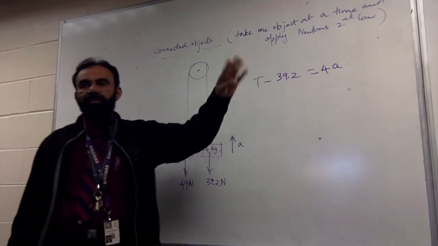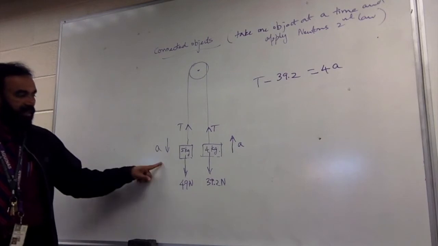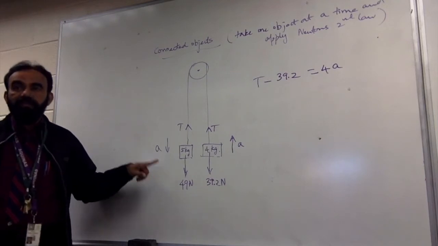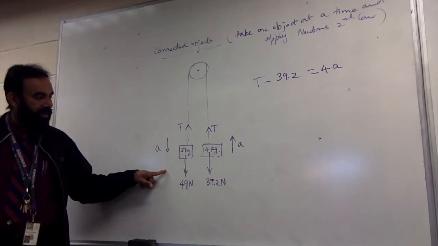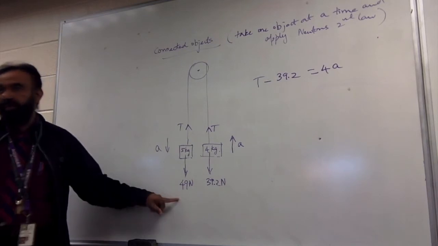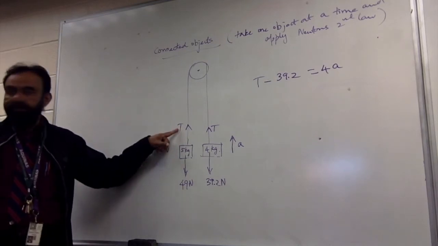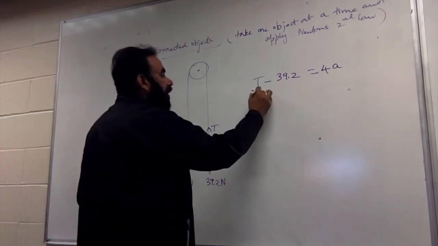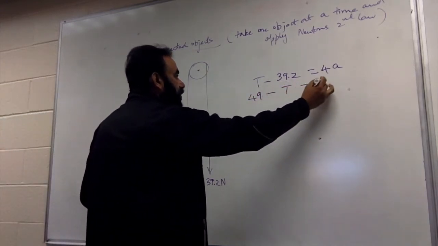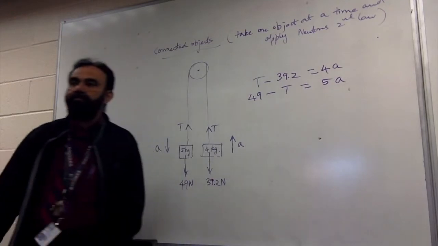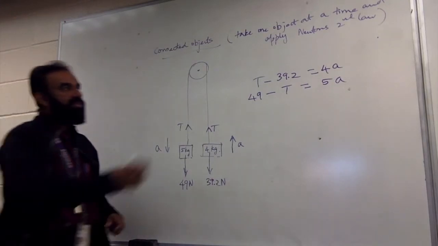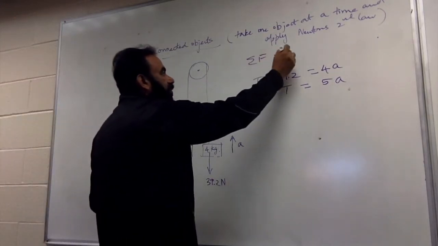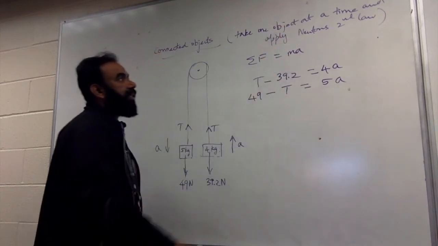Now since there are two variables, don't worry about it. Come back here. Apply Newton's second law here. Which is bigger? The 49 is bigger than this because it's accelerating downward. So write 49 minus T is equal to 5A. See, I'm writing Newton's second law: net force is equal to MA for each object.